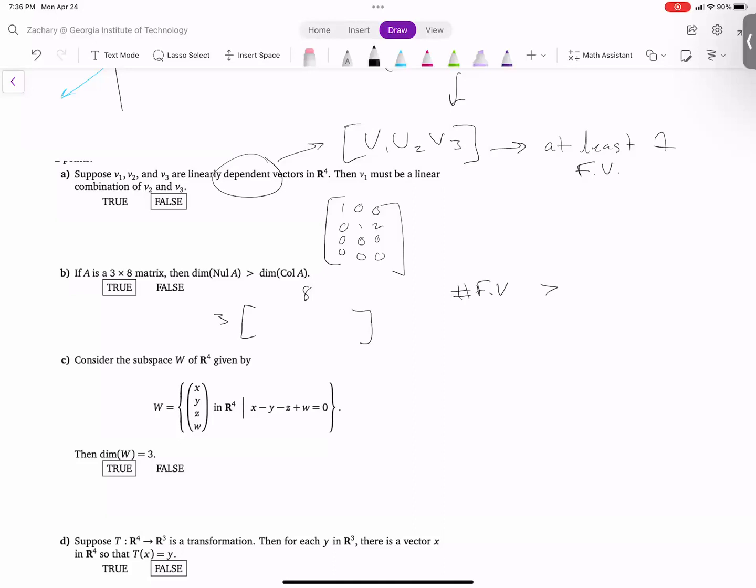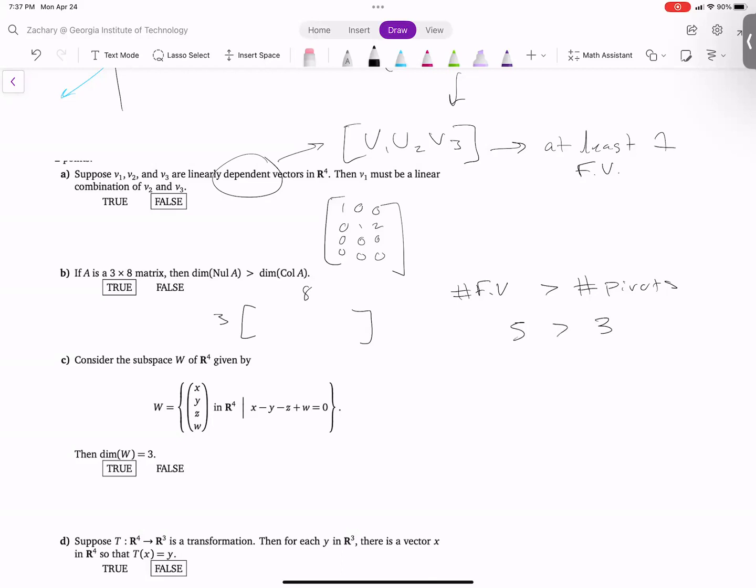must be always greater. And what is the dimension of the column space? Number of pivots. Lovely. All right. So how many pivots can we have at most? 3. How many free variables must we have at least? What's the smallest number of free variables? 5. So that's kind of how we can think about this.